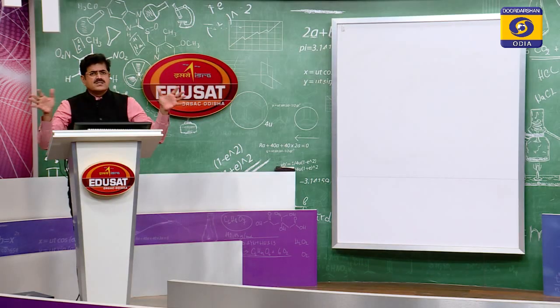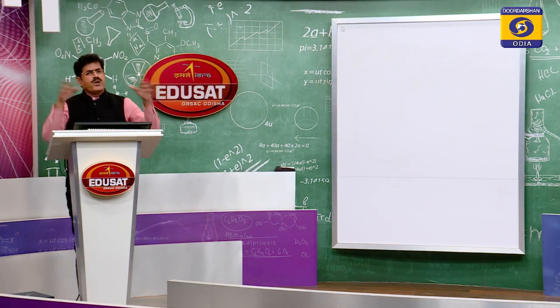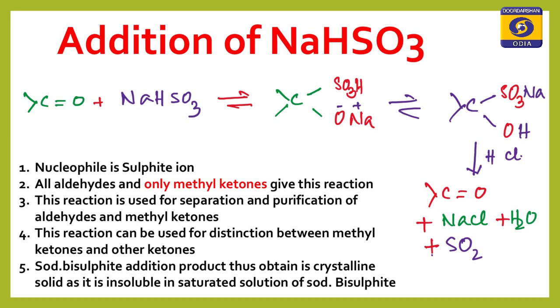So, this is the nucleophilic addition of sodium bisulfite already discussed in the last class, but let us see some important points given on the TV screen. Number 1, the nucleophile is the sulfite ion, which we have already discussed. All aldehydes and only methyl ketones give this reaction. The reaction is used for separation and purification of aldehydes and methyl ketones.